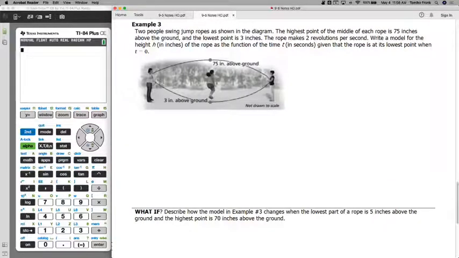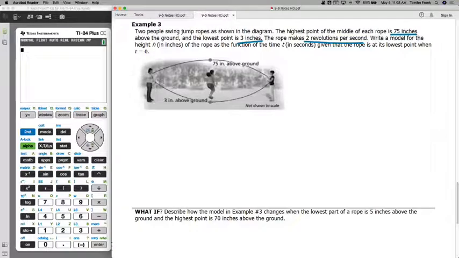Okay, we've got 2 people swinging jump ropes. We are told that the highest point of each jump rope is 75 inches above the ground, and the lowest point is 3 inches. So these 2 ropes do not touch the ground. The rope makes 2 revolutions per second. That's going to be really important information. I'm going to also underline 75 and 3.